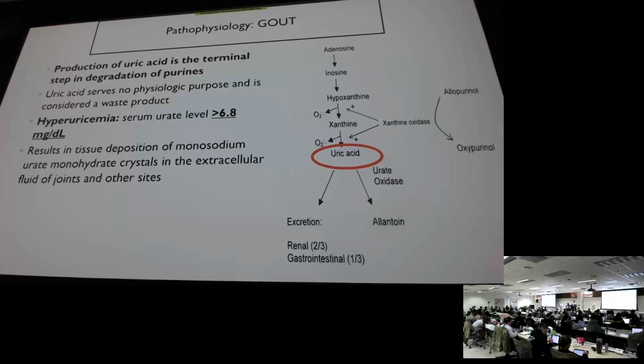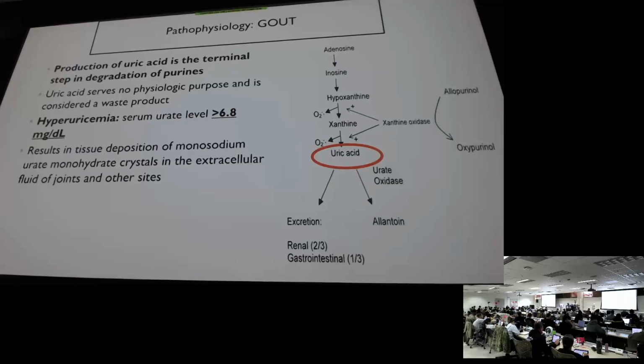So here's the pathophys. You can see that purine pathway on the right: adenosine, inosine, and we're not worried about the enzymes there. But when we get from xanthine to uric acid, xanthine oxidase is what causes that reaction. And then it's either excreted, because uric acid is bio-neutral, doesn't do anything for us, or some of it, through urate oxidase action, is converted to allantoin. So no physiological purpose for uric acid.